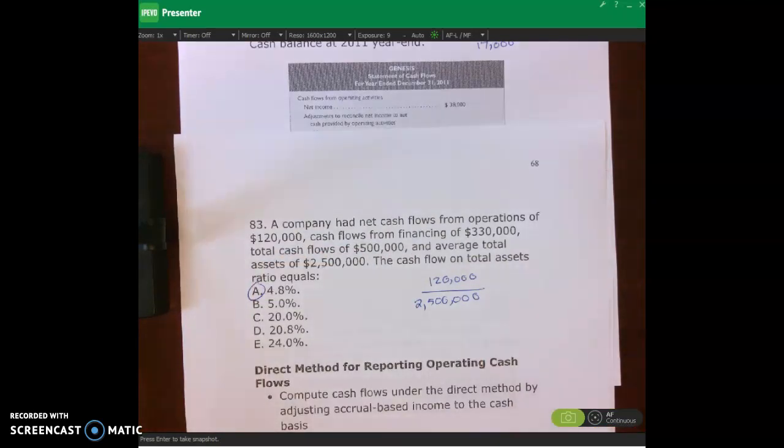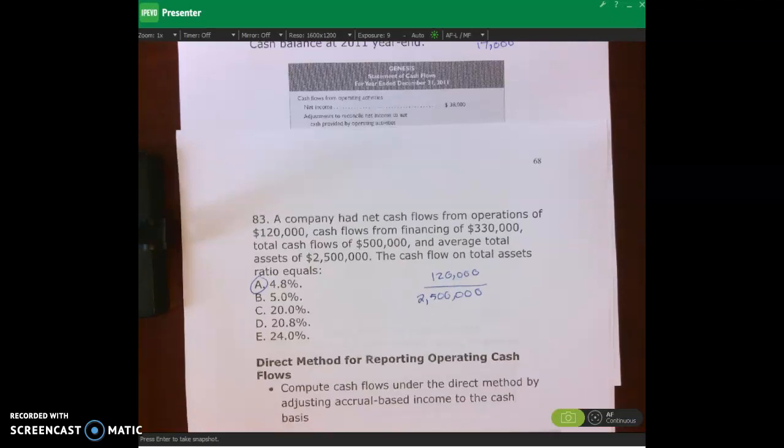In the next lecture video, I will talk about the direct method for the operating activities section of the statement of cash flows.